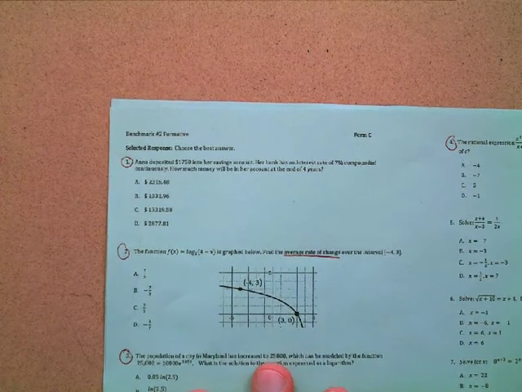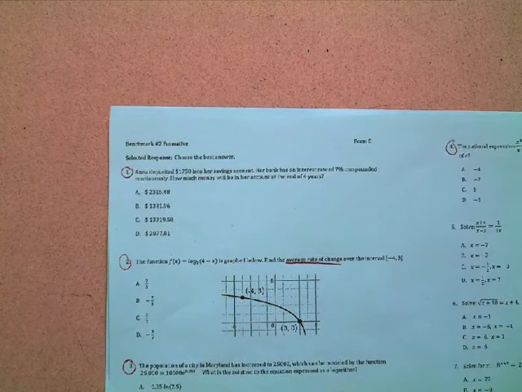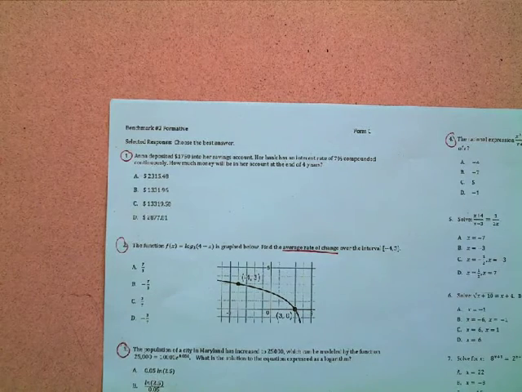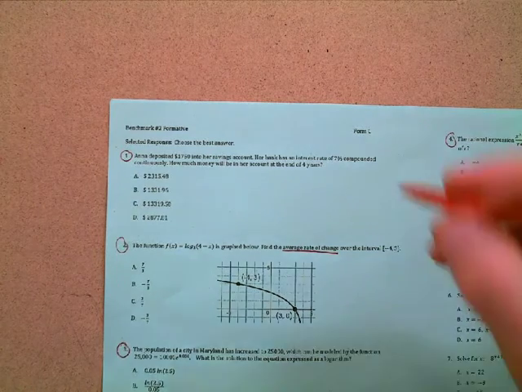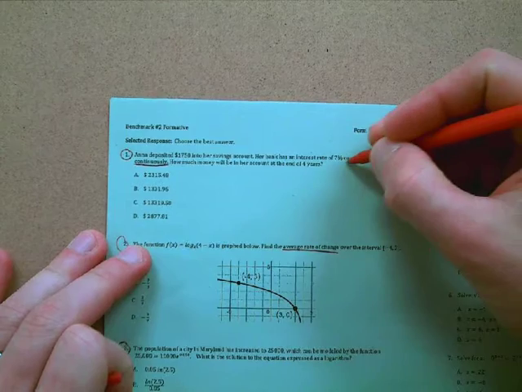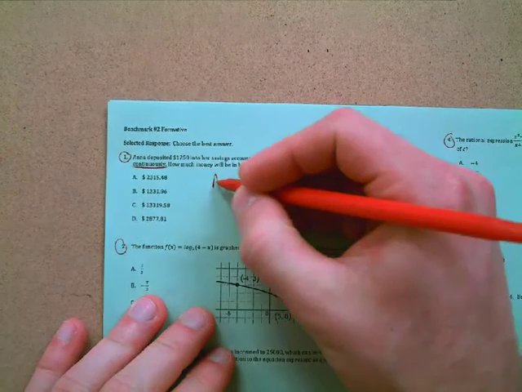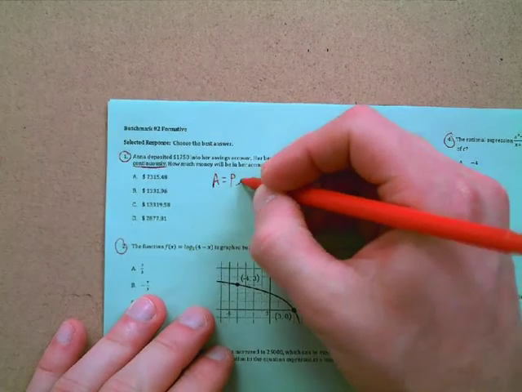Number 1, Anna deposited $1,750 into her savings account. Her bank has an interest rate of 7%, compounded continuously. And that's kind of the key words there. Compounded continuously, that indicates that we're going to be using this formula. A equals P times E to the RT, okay?